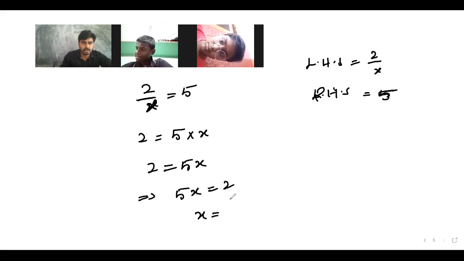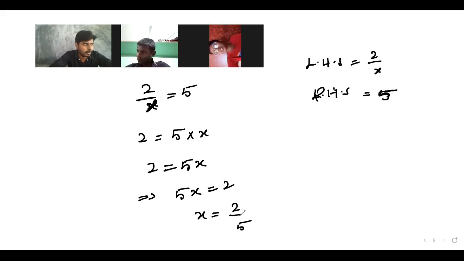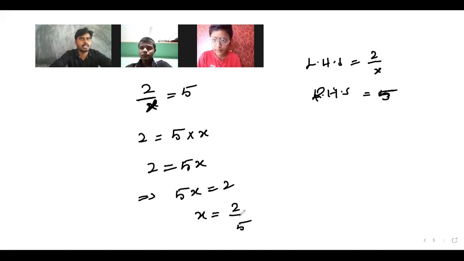Now x is equals to, again transpose this 5, and what does it become? 2 by 5. Okay, you can raise your hand if you have any doubts. Yes, ma'am.